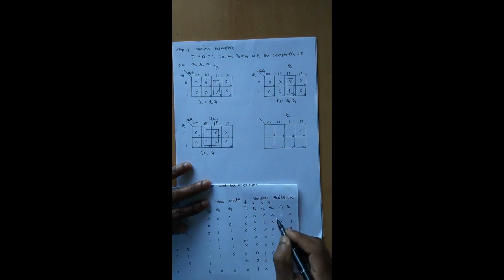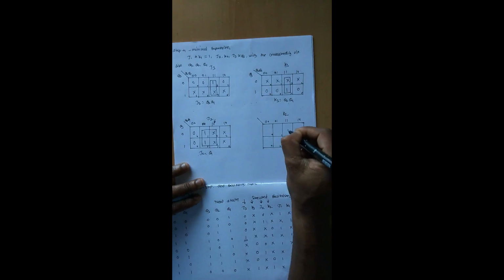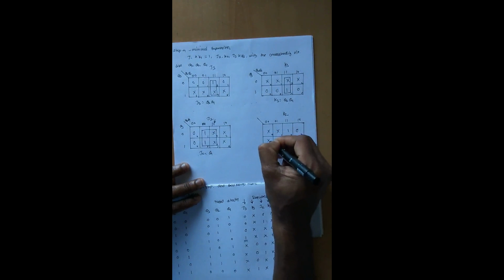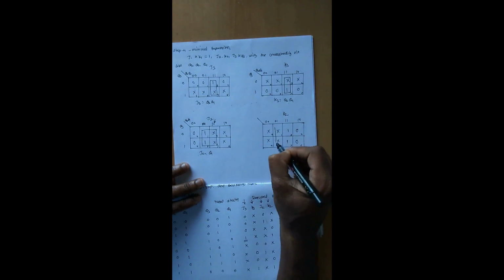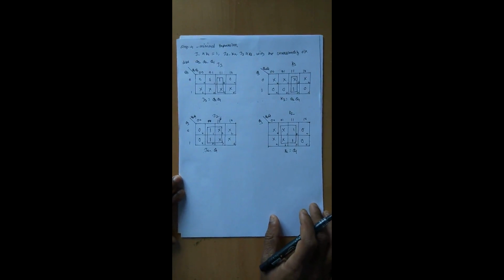Okay, lastly, for K2, 0 is present at 2 as well as at 6, and 1 is present at 7 as well as 3, and the remaining are all don't care conditions. So again we can form a quad here, and from this quad we get one common term, which is Q1. So K2 is equal to Q1 again. So this is about obtaining the Boolean expressions, which will be very helpful for the implementation of step 5, that is the logic diagram.